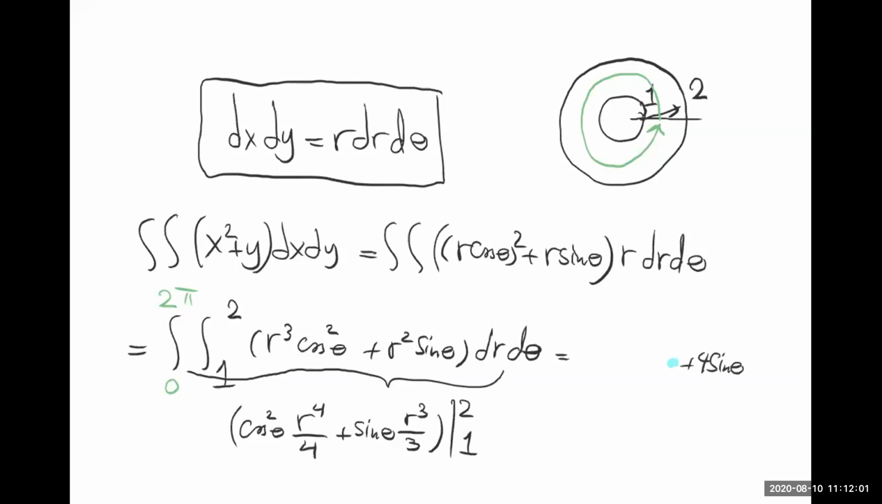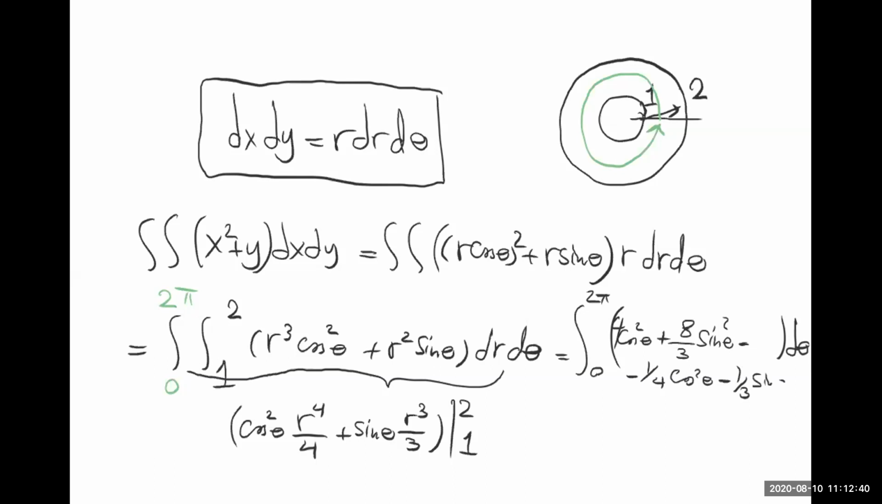Again, there is not really enough space. Maybe I should go to the second page, or I can just write it here. It's okay. So I would get cosine squared of theta times 16 over 4, which is 4. So 4 cosine squared plus 8 over 3 sine squared minus 1 over 4 cosine squared minus 1 over 3 sine theta. So that would be the result of this.